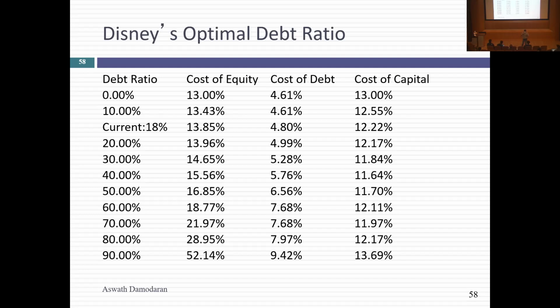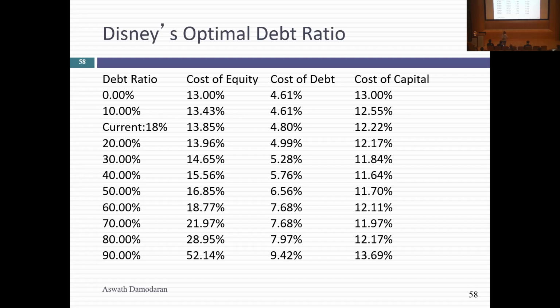As I said, I can catch you up if you never did this in your corporate finance class. What you do is, at every debt ratio, you compute the cost of equity, which comes from using the levered beta. So as the levered beta changes, the cost of equity changes. And at every debt ratio, you compute a cost of debt based on a synthetic rating and an interest coverage ratio. And then you look to see where your cost of capital is minimized. So if you look at Disney in 1997, the cost of capital is minimized at about 40%. At that debt ratio, their cost of capital is 11.64%, whereas at their existing debt ratio, it's 12.22%.